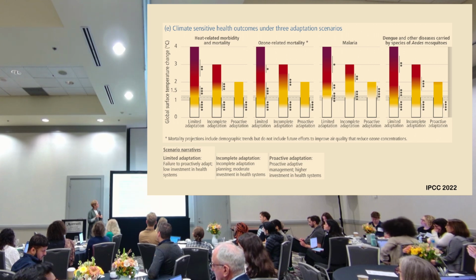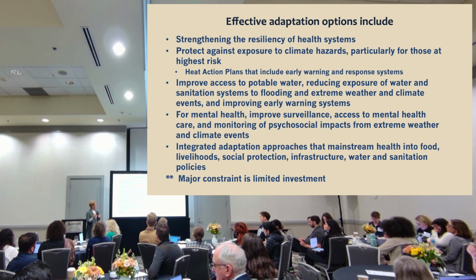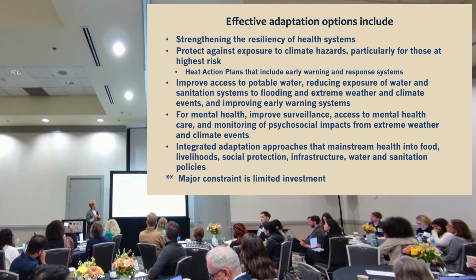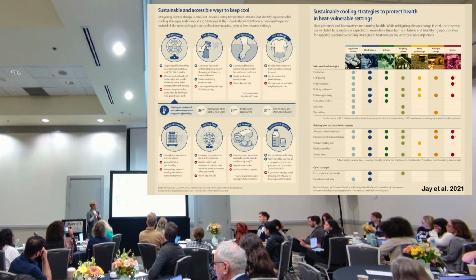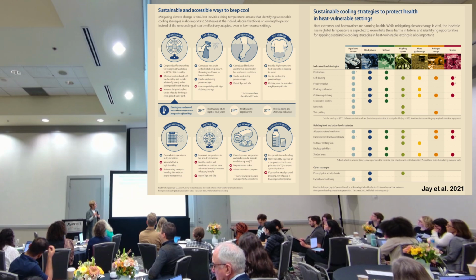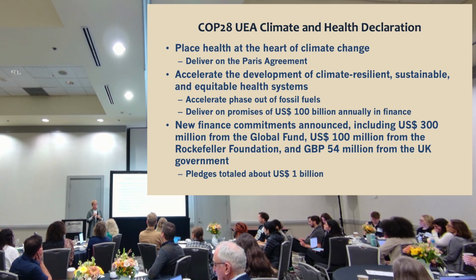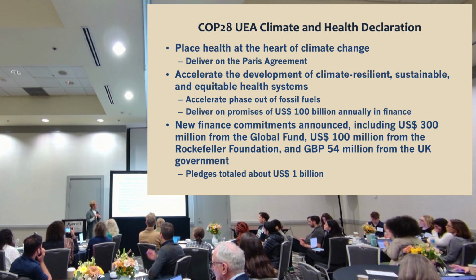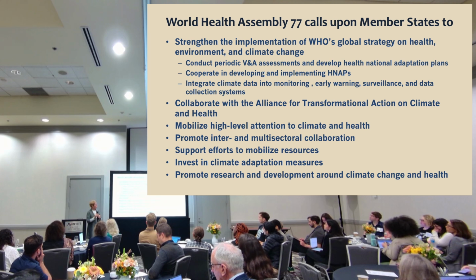Let's see if I can make this. Adaptation, tons of effective adaptation options. We can get to that later. Major constraint, limited investment. Heat wave early warning systems, we'll skip that. Lots you can do to protect yourself during the heat. Infographics from the Lancet. Tree cover is important. There's been, of course, all kinds of declarations in this last year. This was from the COP, and then I have one from the last World Health Assembly, doing a lot more about climate change and health.